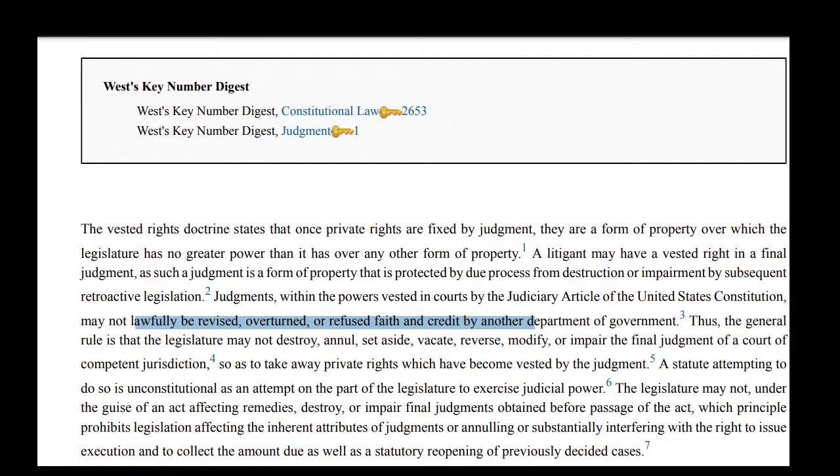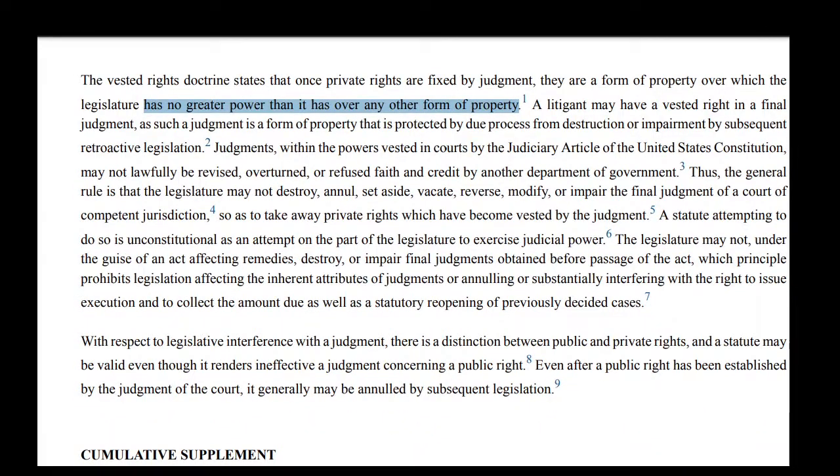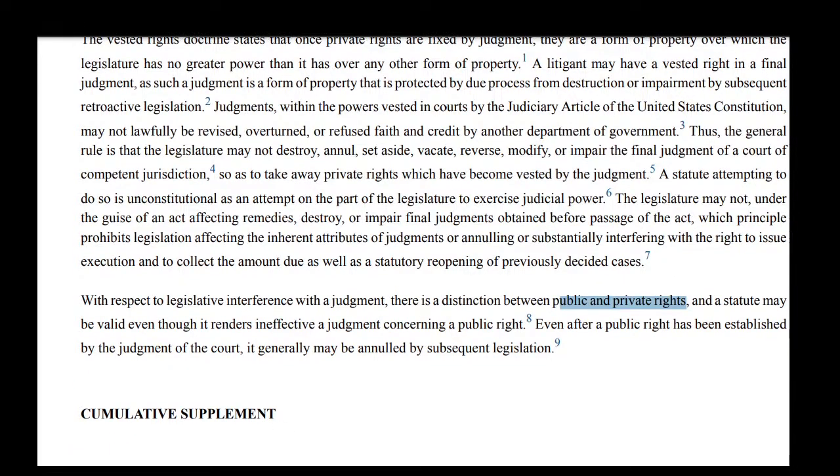Therefore, when there is a judgment, property rights fixed by a judgment are a form of property over which a legislature has no greater power than it has over any other form of private property. Now, of course, the public right and private rights is where the distinctions will lie.